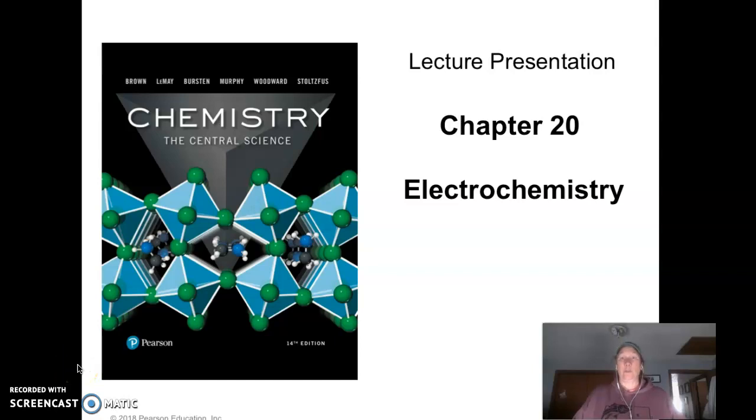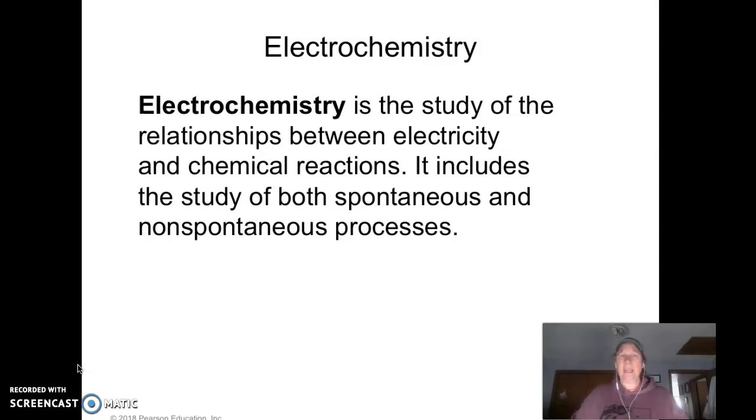We're going to get started with chapter 20, and chapter 20 is about electrochemistry. What electrochemistry is, well, what the name kind of says, it's the relationships between chemistry and electricity, but really it's what is generated. There are some chemical reactions that actually generate electricity, and electricity is the flow of electrons.